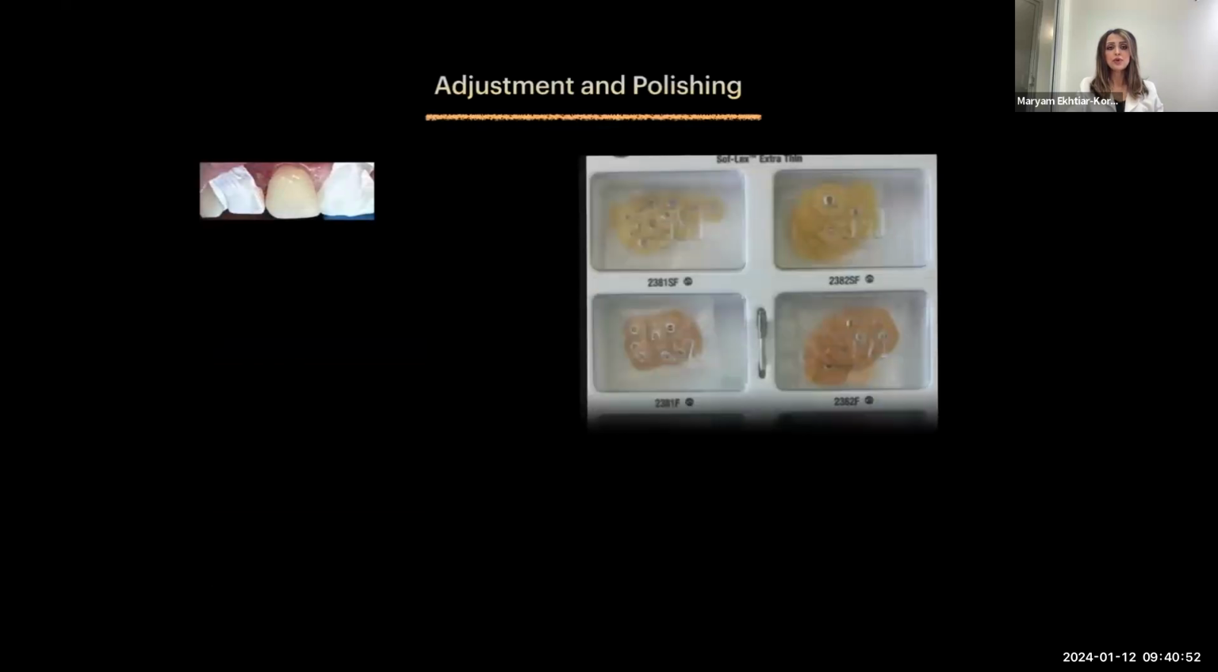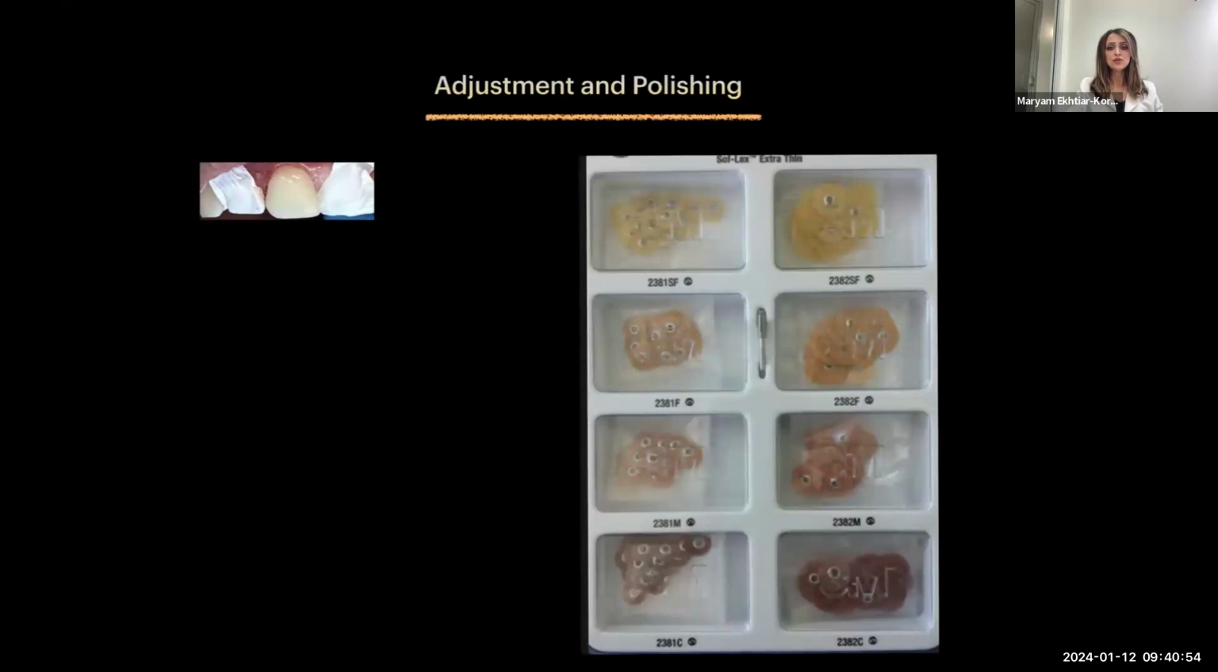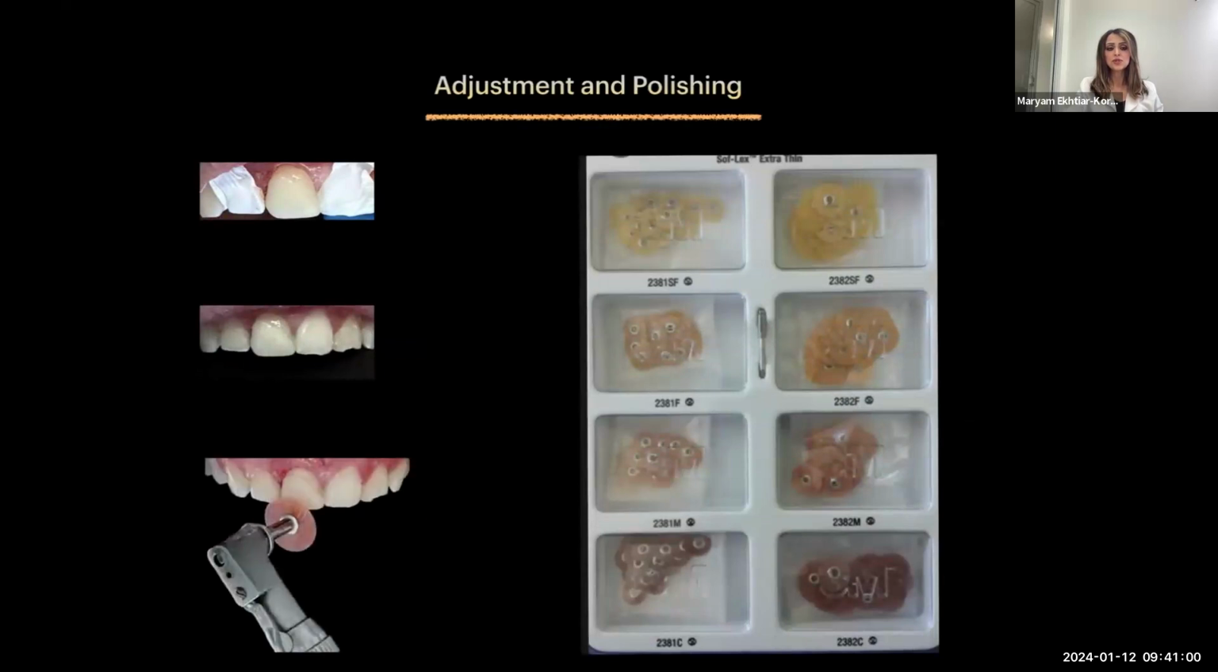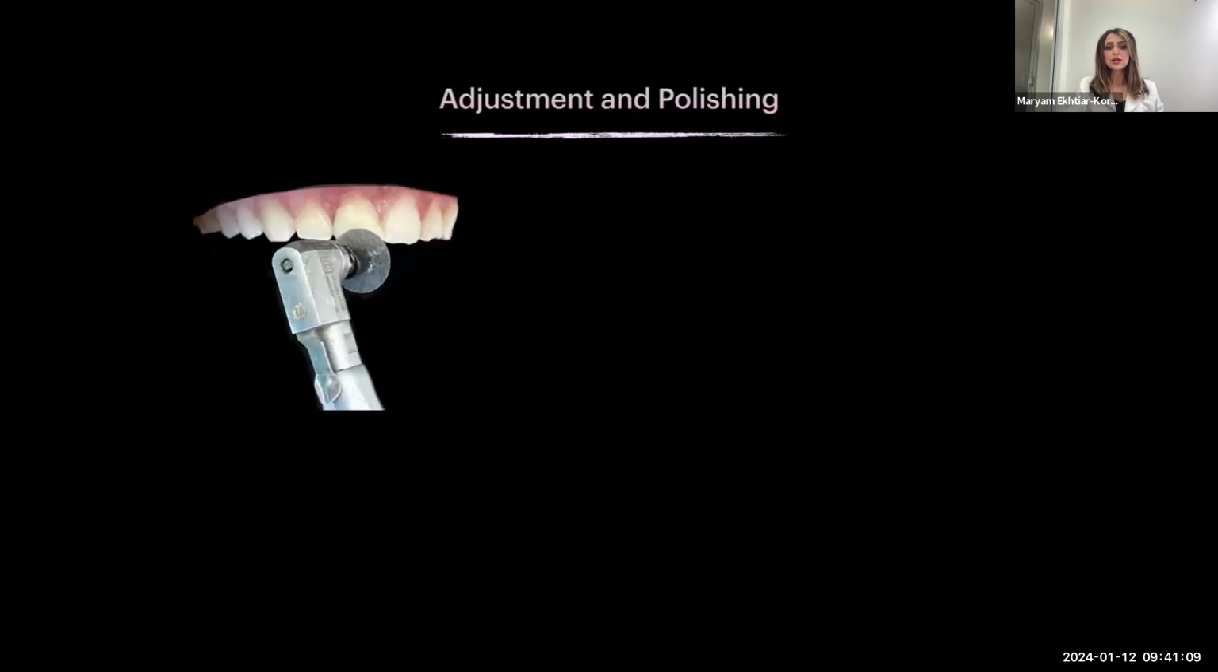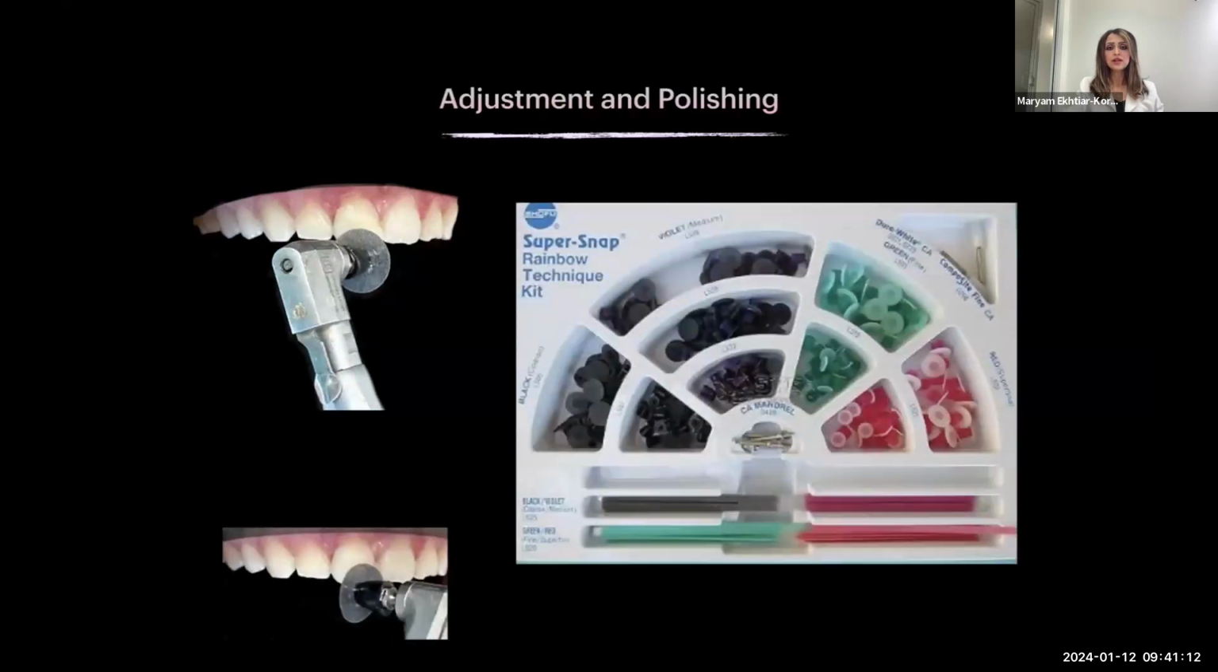So for adjustment and polishing, I initially used the 3M Soflex discs. I start with the coarse and subsequently move my way all the way to the fine disc. In addition, I really am a fan of the Shofu polishing system, in particular, the green fine and the pink super fine. It just provides a wonderful glossy look to the restoration. And I use that in addition to the 3M product.